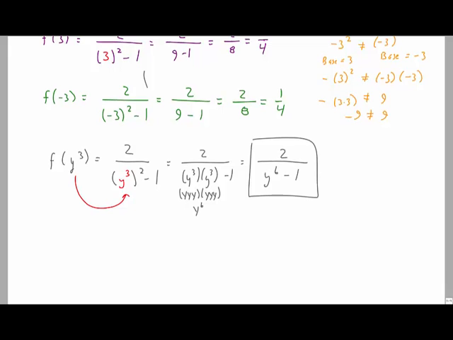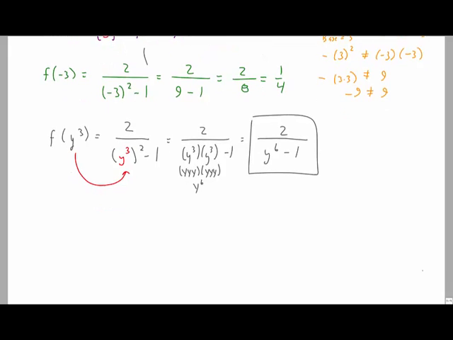Sometimes you'll be asked to simplify an expression using functions as well, and into something called the difference quotient. The difference quotient is showing up a lot, and we'll be using it in the next sections as well when we start talking about derivatives. But let's go ahead and write what the difference quotient is. The difference quotient is the expression f of x plus h minus f of x all over h.